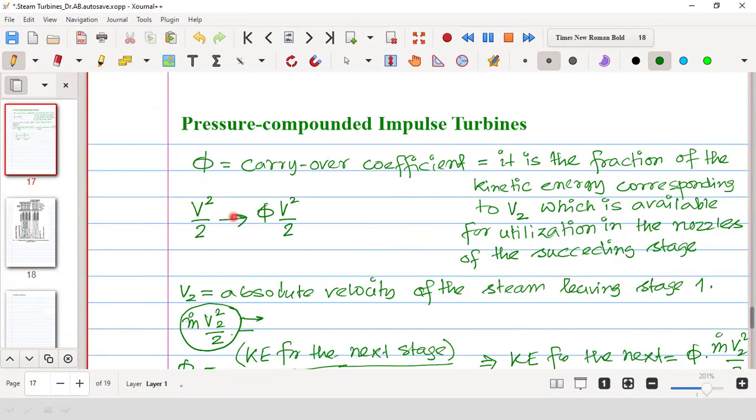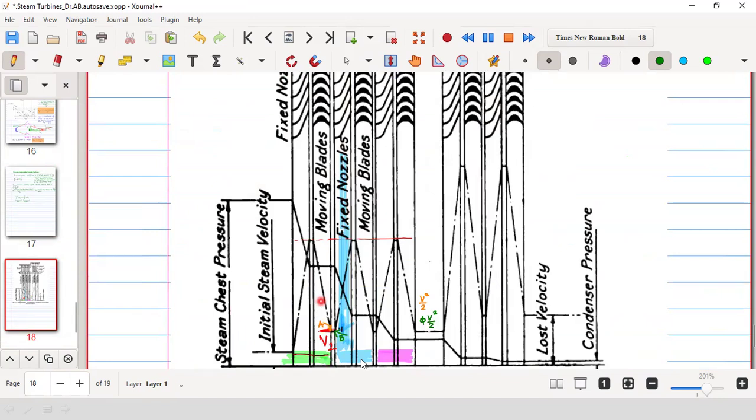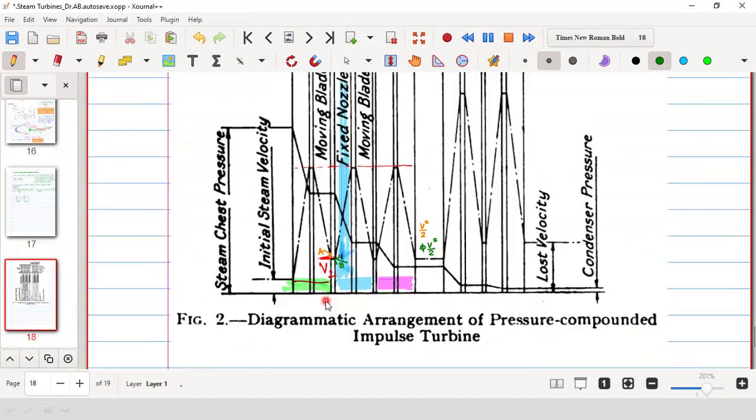That means from V2, it will again go to V1. That means in the nozzle stage, from V2, there will be V1. I'm sorry, it should be V2. So in the nozzle stage, there will be a change in velocity, that is an increase in velocity from V2 to V1. As usual, what we consider is that for the first stage, it is as if from zero velocity.